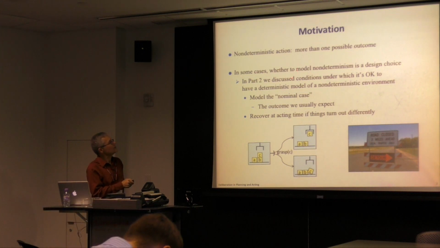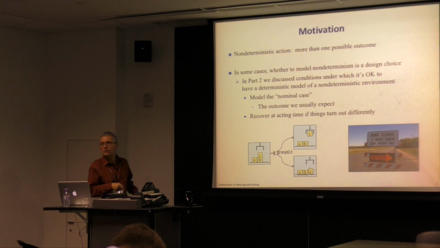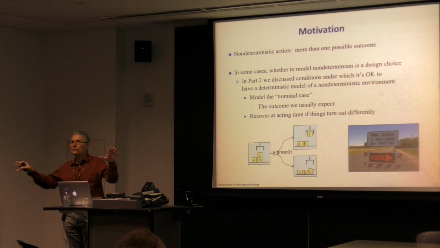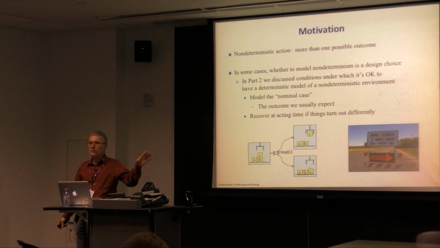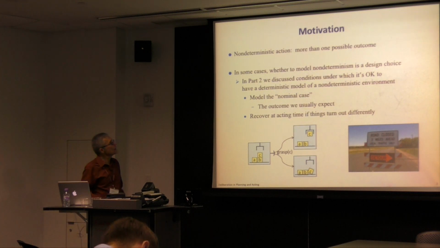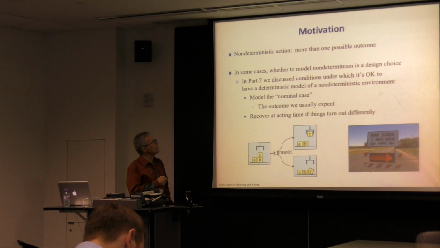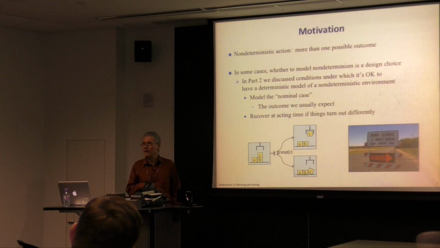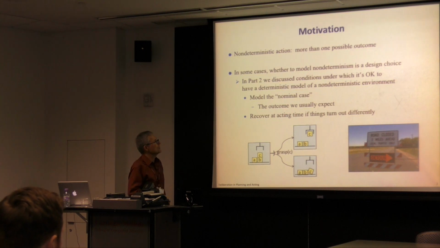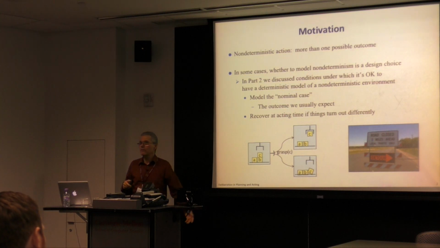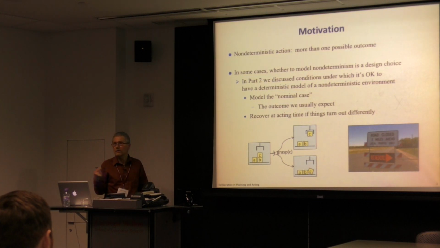In some cases, I made this point earlier, we can choose simply not to model that as a design choice. And then we can use some of the deterministic stuff that I had in part 2 of the tutorial. The idea there would be that you take whatever the nominal case is, whatever you expect to happen if things go well, model that, and then at acting time resolve things, recover if it turns out differently. All right?